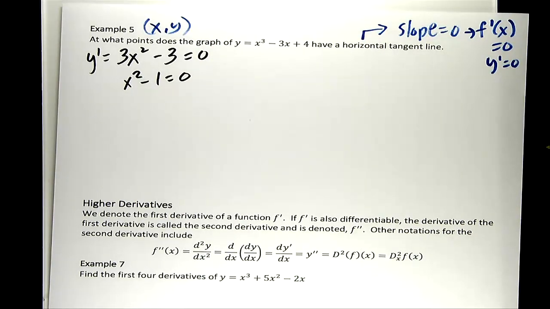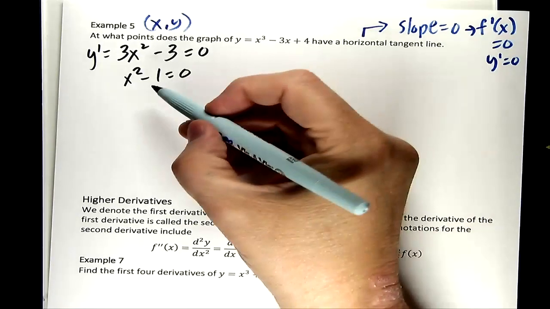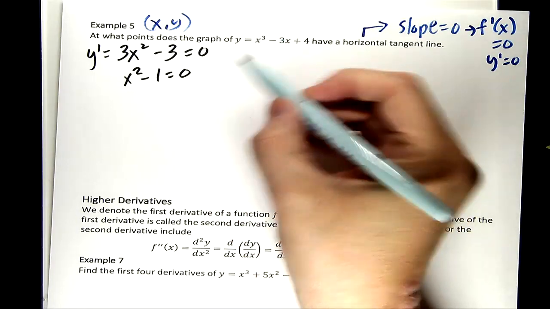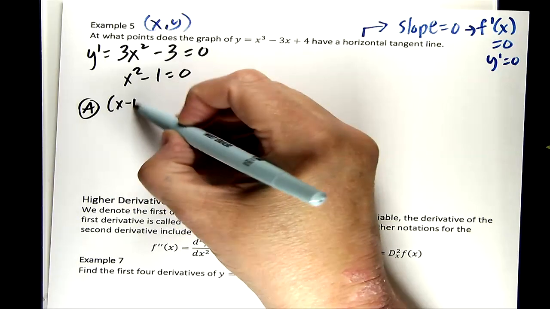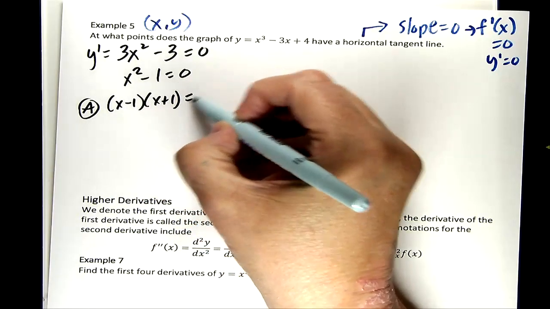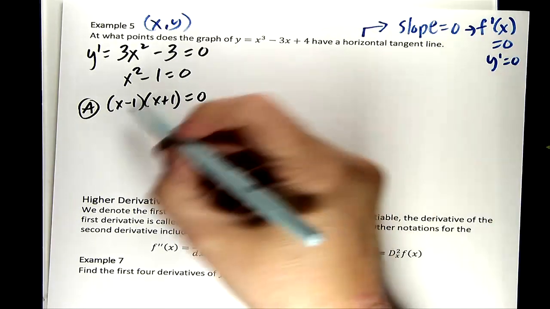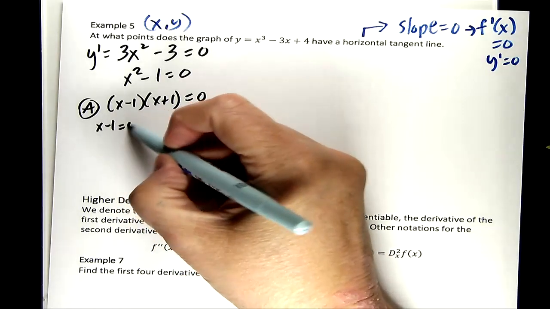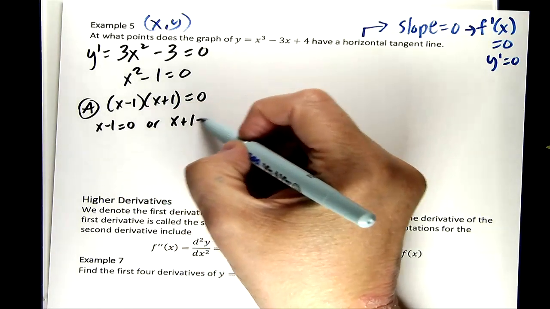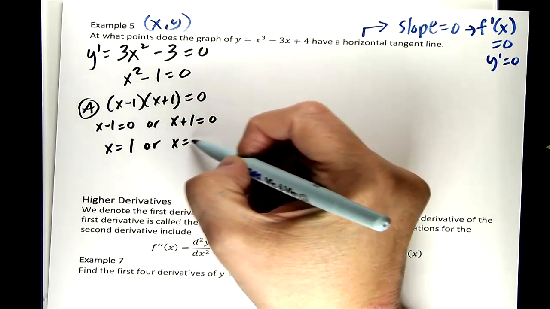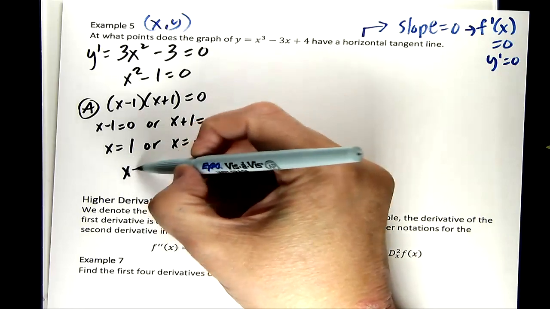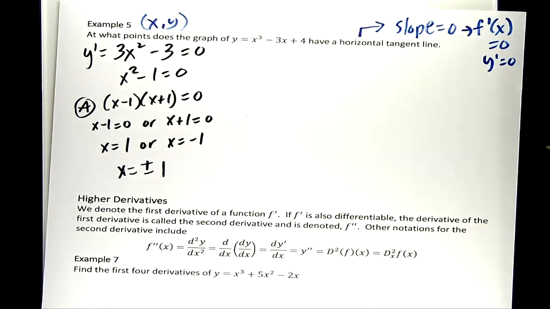Just as a refresher for your algebra, which may have been a while, there are a couple ways to proceed. Option A is to factor that. That is x minus 1 times x plus 1 equals 0. We can set each one of those equal to 0 since their product is 0, and we get x equals 1 or x equals -1. Shorthand notation is plus or minus 1.